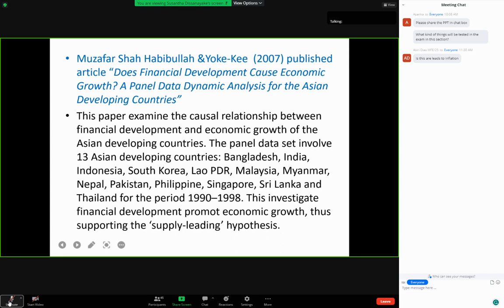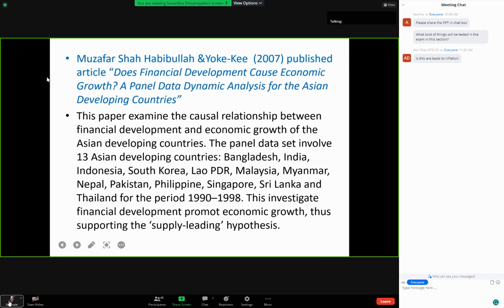Musafar's one. This is from 2007. Does financial development cause economic growth? So then, does financial development cause economic growth? What is this? So this is supply leading, indirectly, without saying it. So this sort of way you can also apply. See how they have seen it.